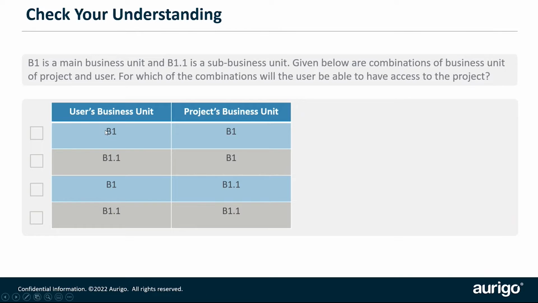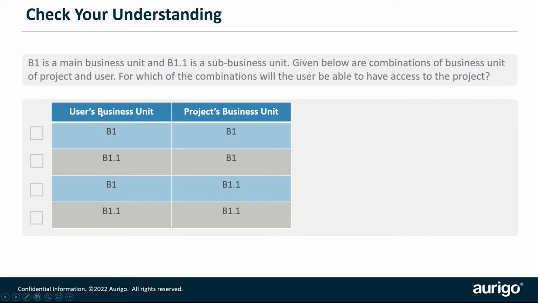So in this case, the user's BU is B1, the project's BU is B1. Will this user be able to be invited to this project? Both business units are same. So users who are part of B1 will be able to get invited to projects that are part of B1. Okay. Now let's talk about the second option, which is B1.1.